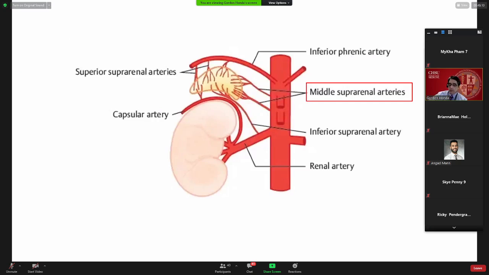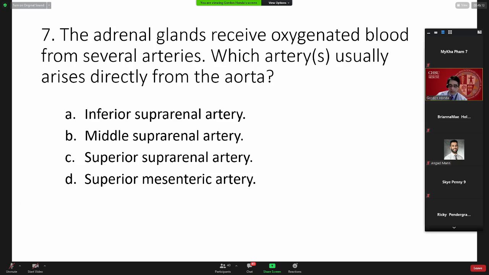Okay. Oh, I jumped to the answer here, so I lost track. Let's just pick group 8 real fast. Group 8, just shout out what you think the right answer is.